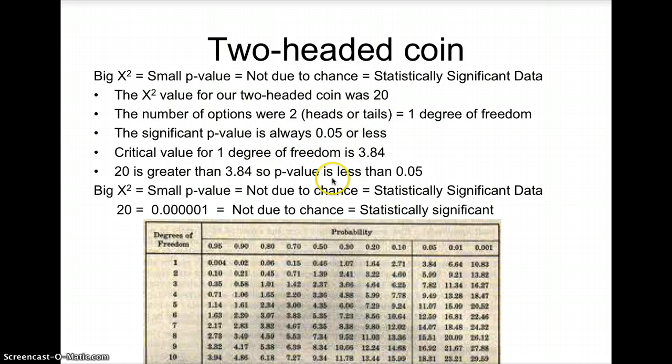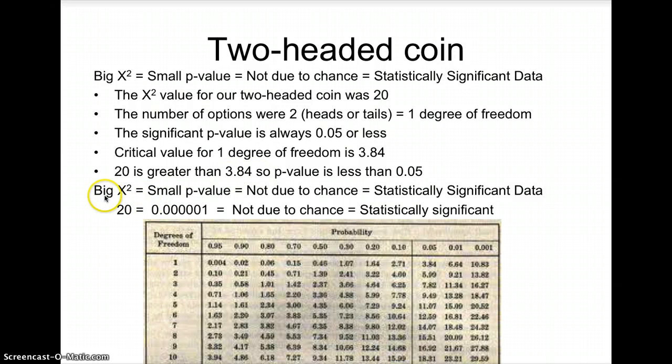So we're going to determine what our critical value is. Looking at the chart, if we go over to the probability of 0.05 and we go down 1 degree of freedom, we get our critical value, which is 3.84. So we're going to compare our calculated value to our critical value. Our calculated value is 20, which is greater than 3.84, which means the probability of the null hypothesis being true is less than 0.05 or 5%.